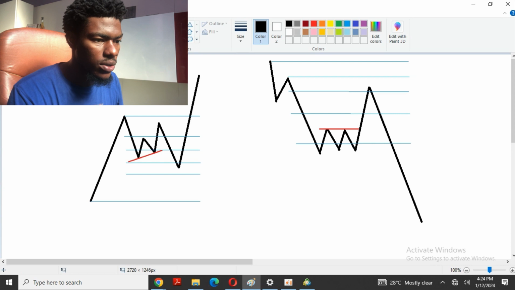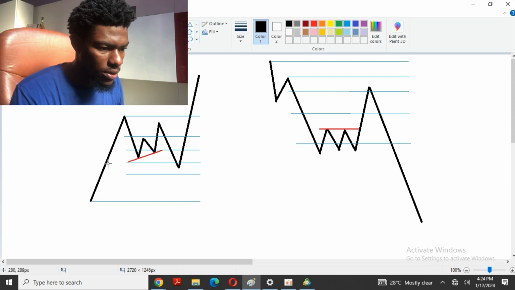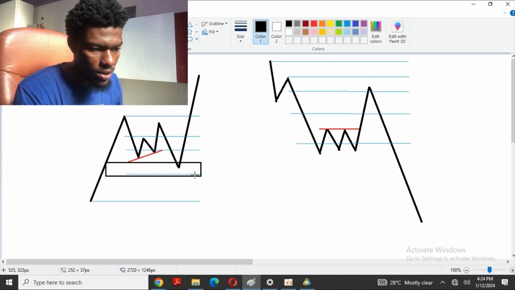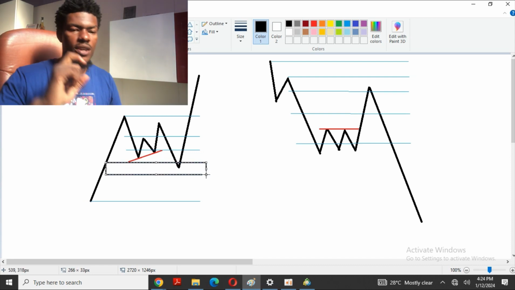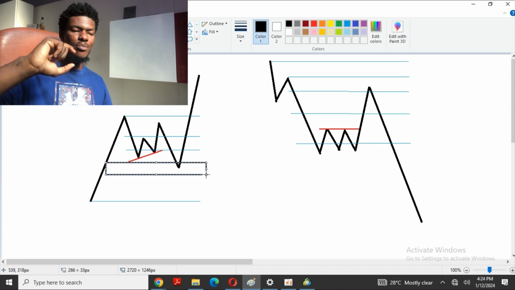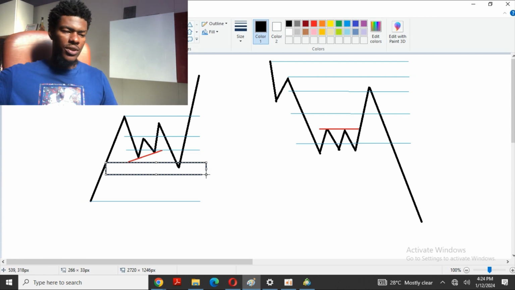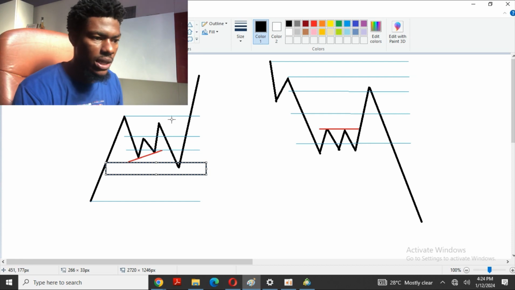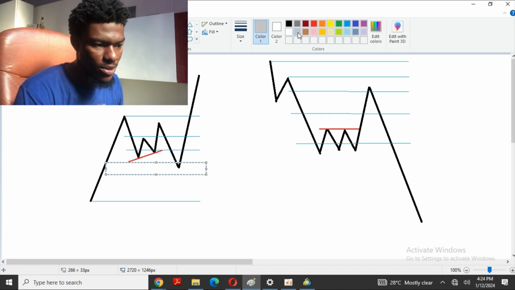Okay, let me draw something there. In between the 61.8 and the 50.0, we draw a point of interest, like an order block or a fair value gap.